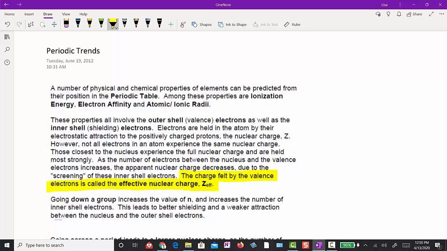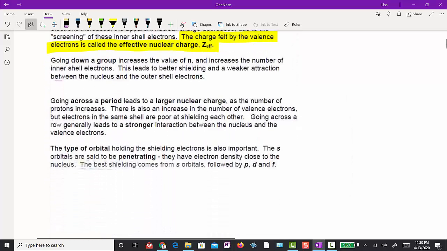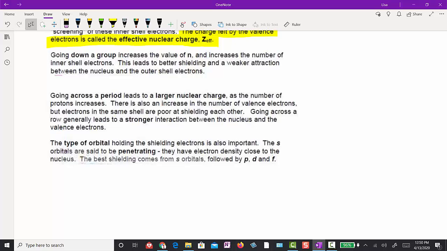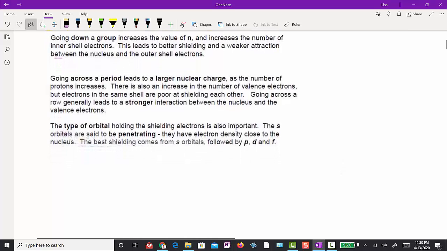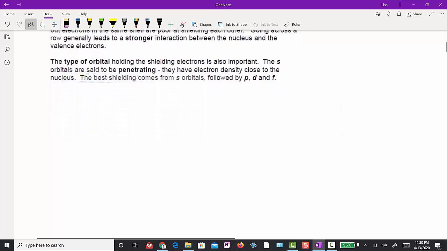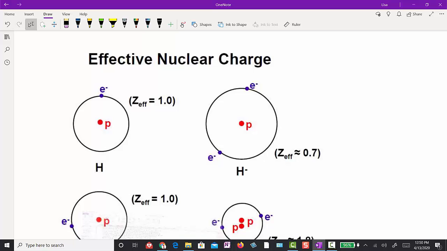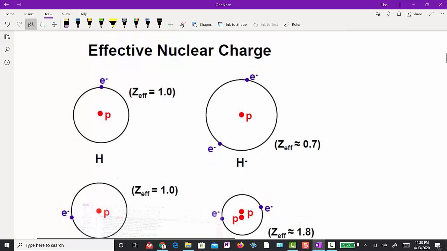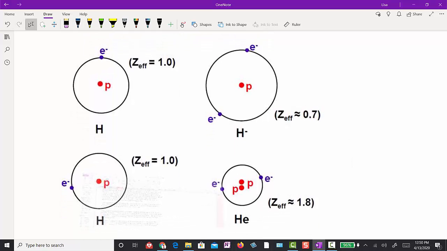All right, let's just keep going with this. Okay, so again, here they're showing a visual of the effect of, in this case, where we are going. From this one to that one, we're increasing the number of electrons.